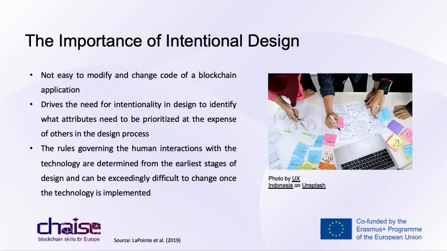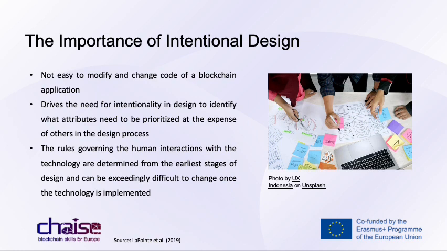For instance, an application can change how it manages an identity by modifying code and releasing a new version. It's not that simple with blockchain. Once built, it is much more complicated to change course, and any information already in a blockchain is immutable and distributed. This drives the need for intentionality in design to identify what attributes need to be prioritized at the expense of others in the design process.